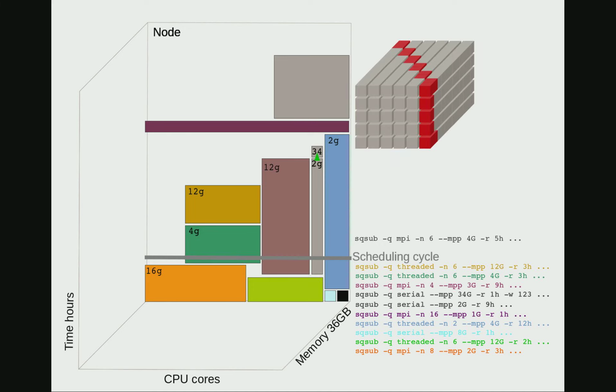Now let's take a look at what that looks like in the third dimension. We have the 6 cores requiring 4 gigs of memory, but really it only requires the 4 gigs for a portion of the time. In these middle hours, it requires half the memory.